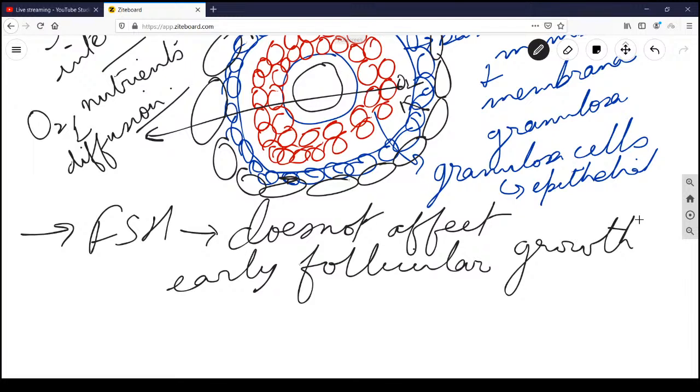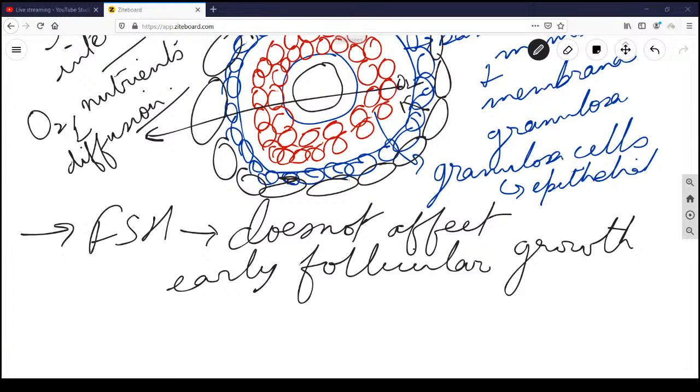Okay, but it will affect the later follicular growth. Now, how will it affect the later follicular growth? By the time puberty approaches, continued follicular maturation will require the action of the gonadotropic hormone, which is known as the follicle stimulating hormone, FSH.